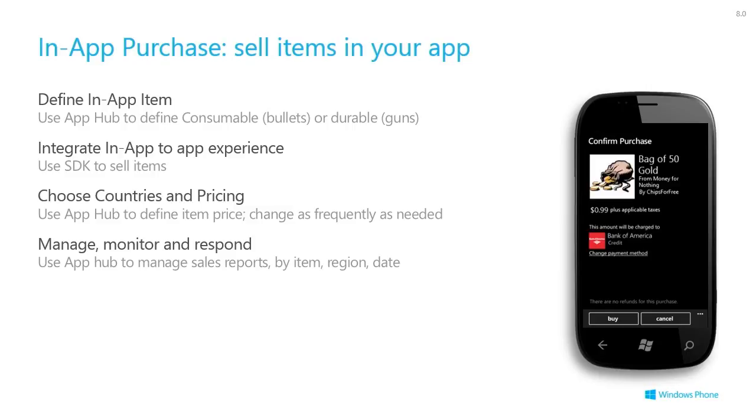So the process here to define an in-app item is you use App Hub, the dev.windowsphone.com, to define the in-app items. Then you use the SDK to integrate that into the experience that you're offering to your users. And by that I mean you're going to offer items in some way, whatever's appropriate for your application, that are in-app purchasable items. And you need to check for items that they may have purchased for durables, to see whether they're allowed access to a particular feature in the application.